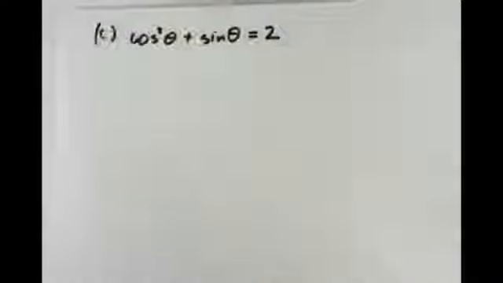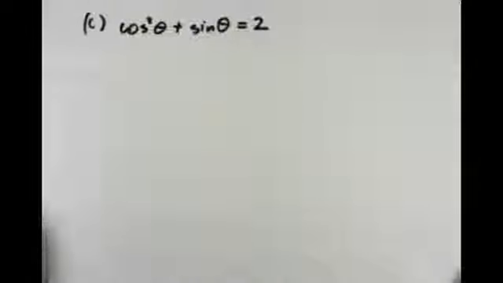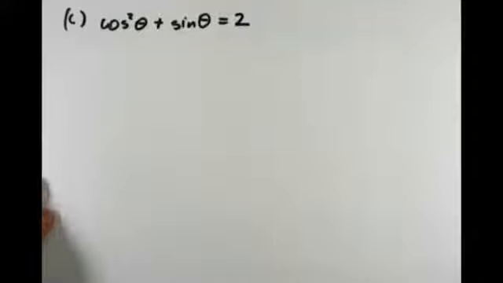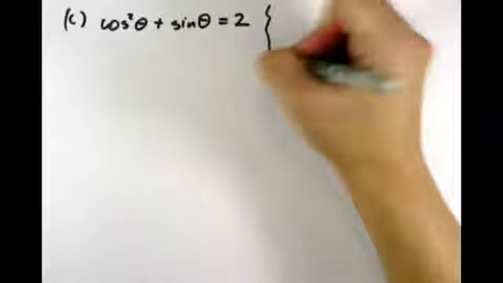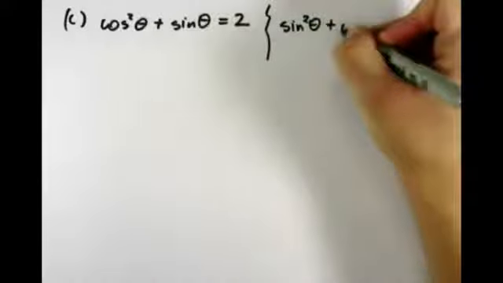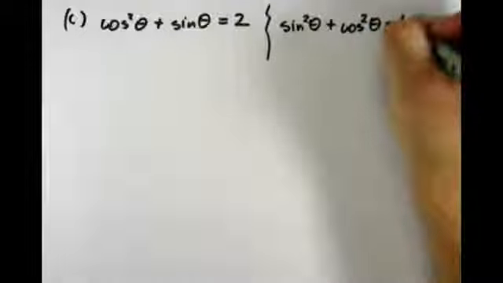Example C. We have cos squared theta plus sine theta is equal to 1. We need to have one and only one trigonometric function. So we need to change cos squared to sine. And we know the relation between sine and cos: sine squared theta plus cos squared theta is equal to 1.